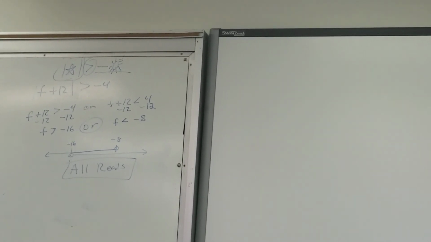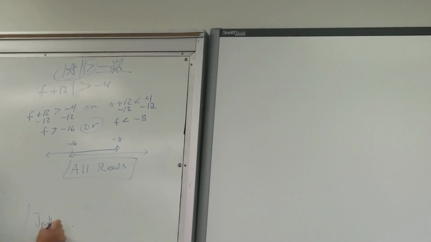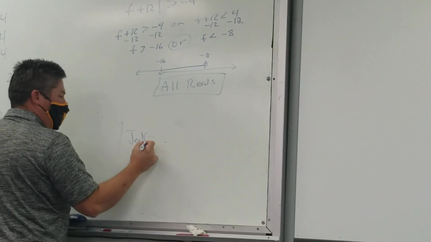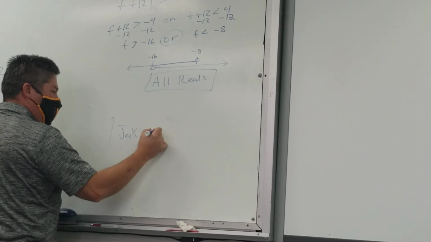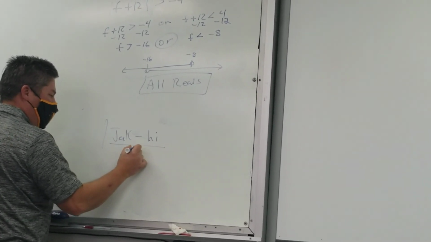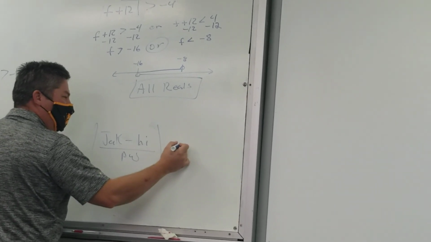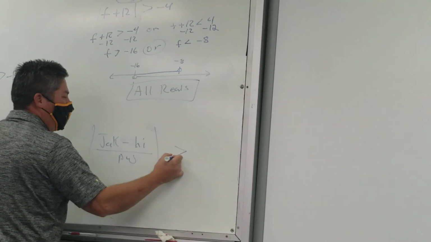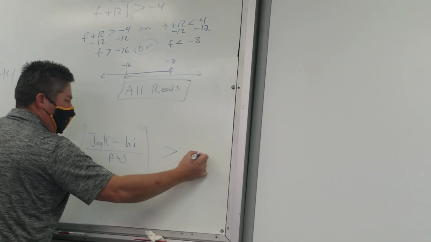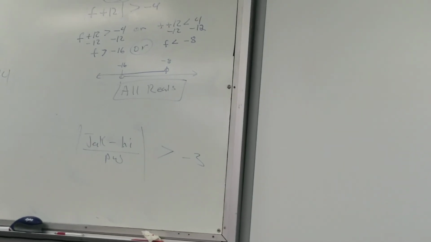Try this one. What if I had the absolute value of JAK minus HI divided by PW, I don't care, it doesn't really matter, is greater than negative 3? What's the answer? All reals.